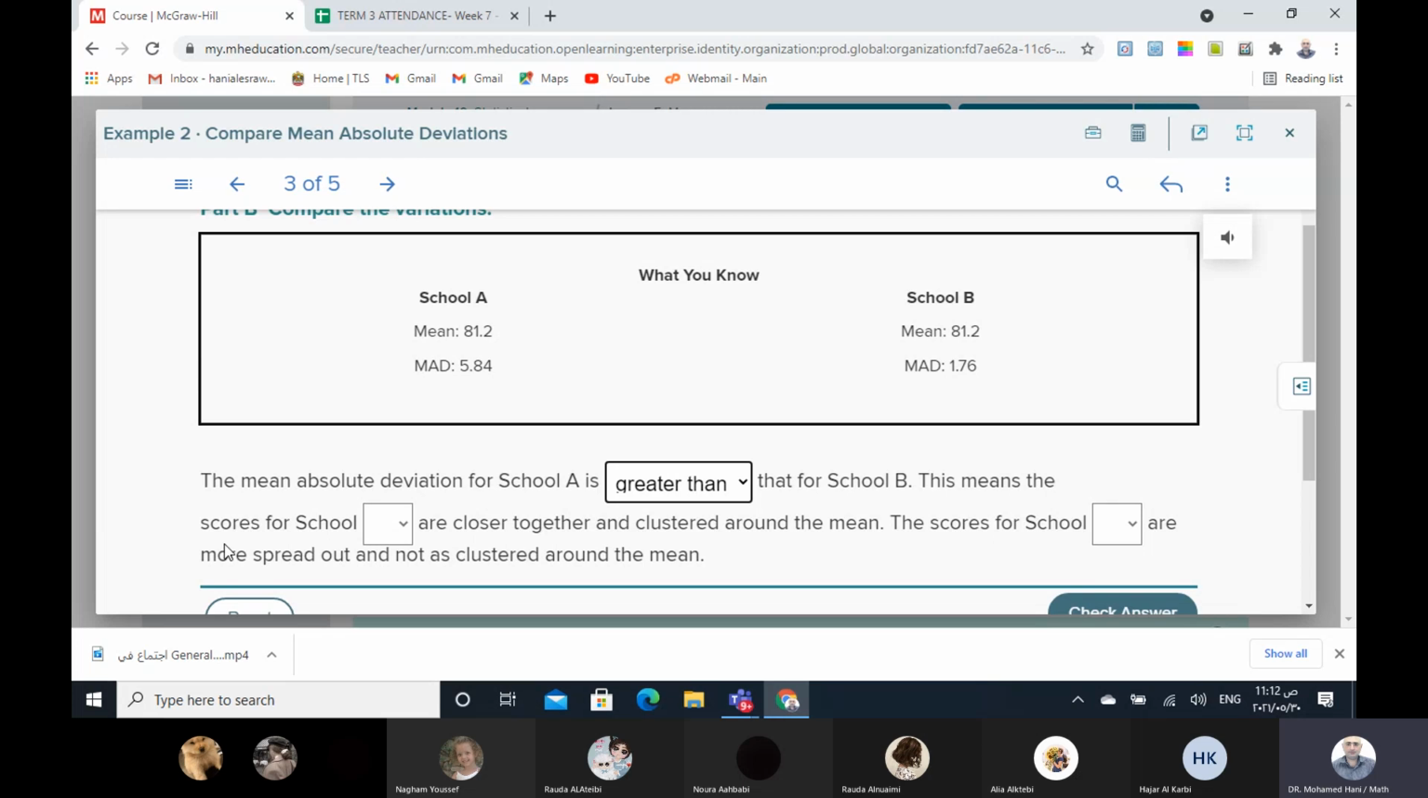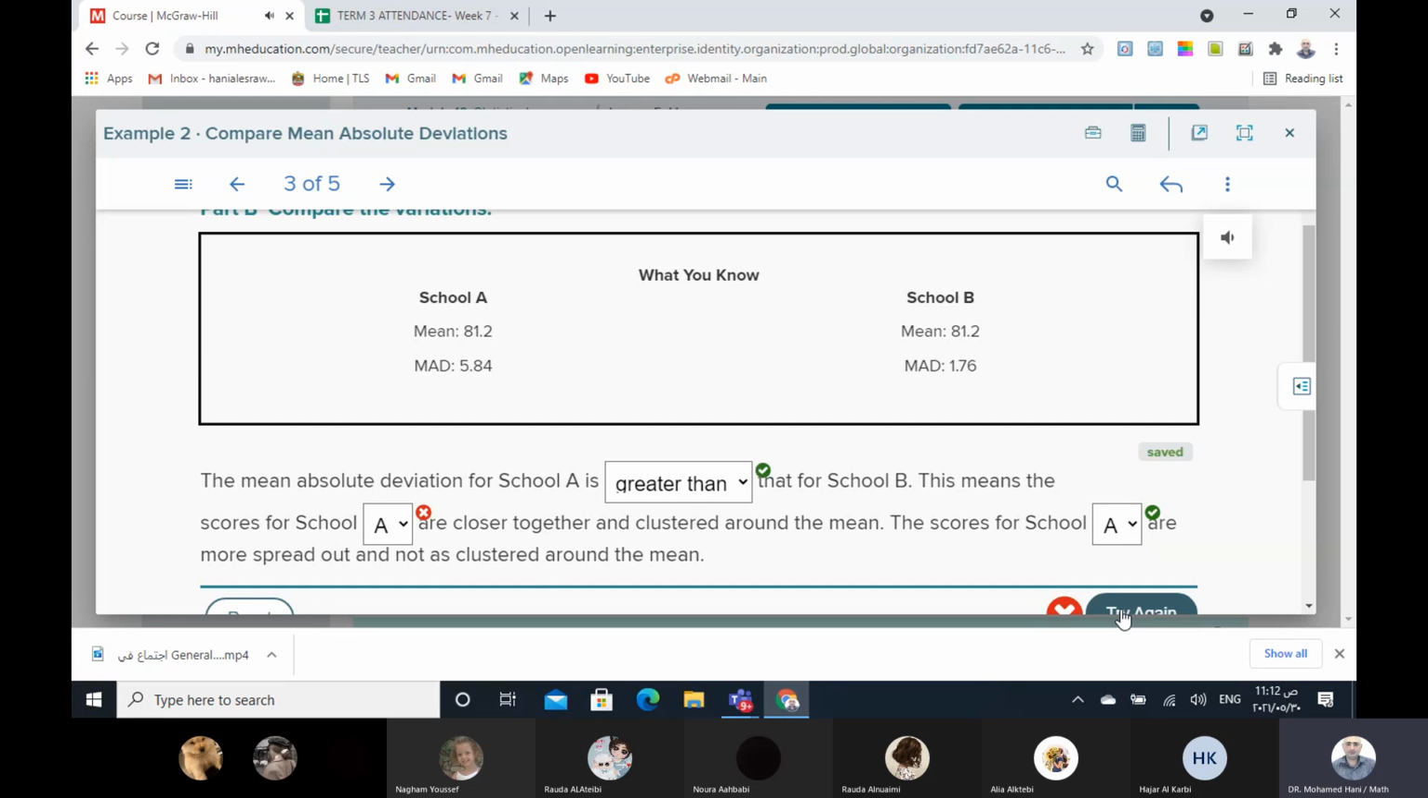This means the scores of school A or B are closer together and clustered around the mean. Who can answer me? Choose A or B. So let us choose A. Then the scores of school A or B are more spread out and not as clustered around the mean.